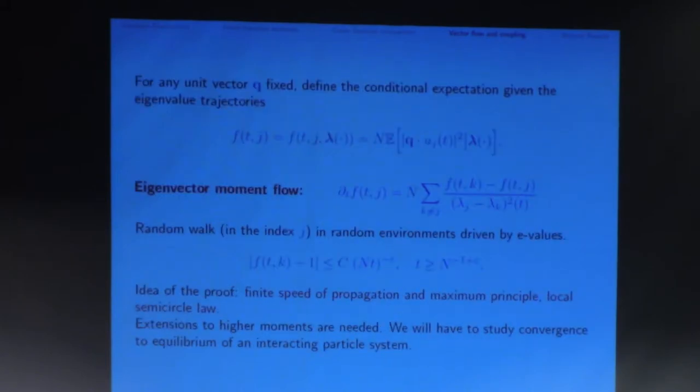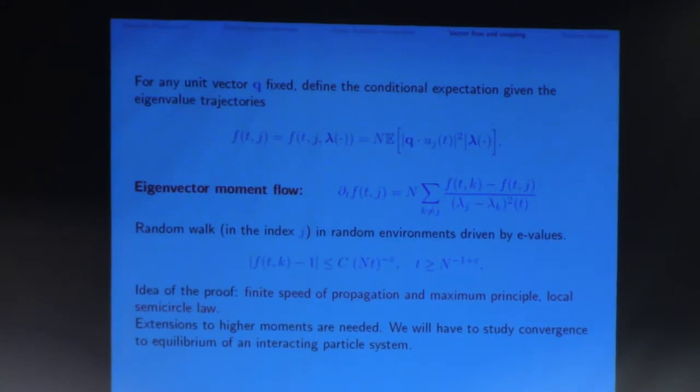So what we do is the following. We take this moment, then we just take its expectation. Then we find the expectation of the eigenvector moment satisfies an equation that is a random walk in random environment. It's lambda_j minus lambda_k squared, but this is a random jump given by 1 over (lambda_j minus lambda_k) squared. So you take a moment. This equation is still pretty bad because the singularity of lambda_j minus lambda_k can be terribly bad.